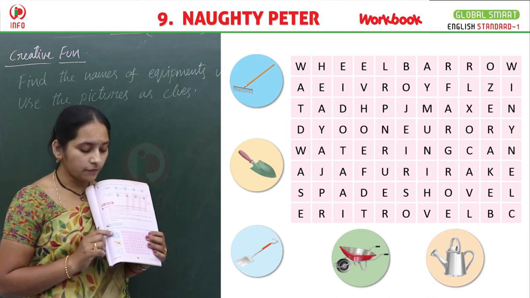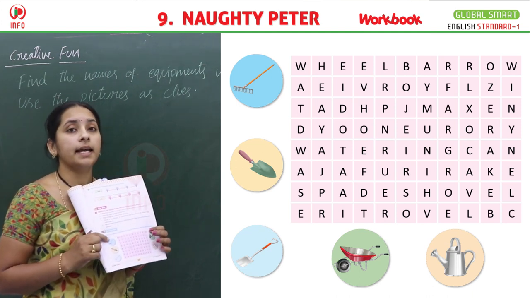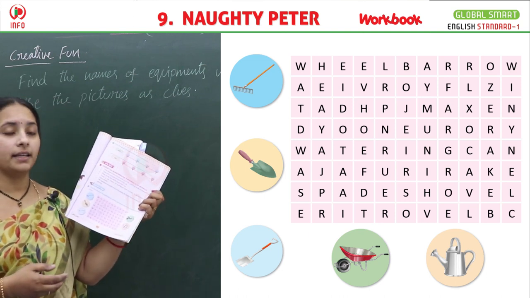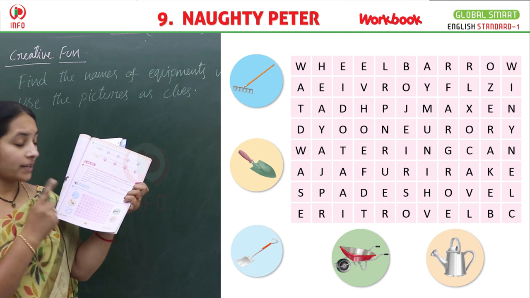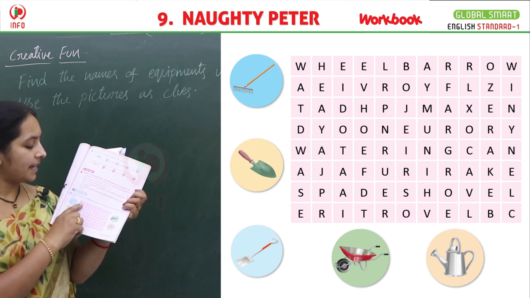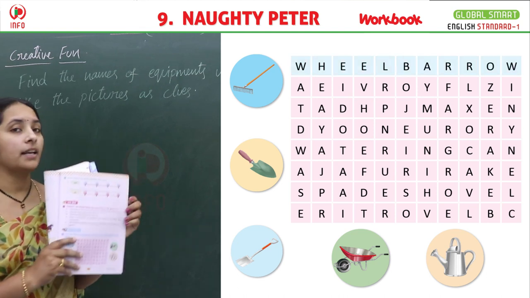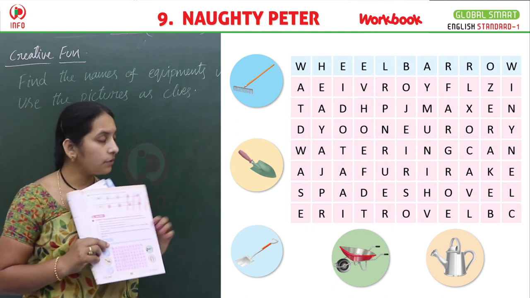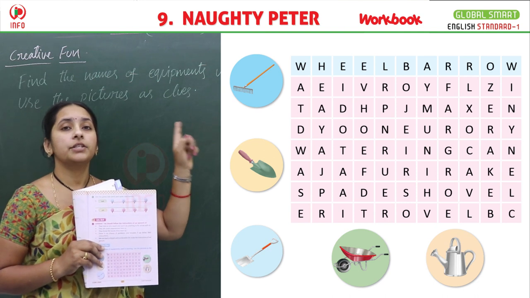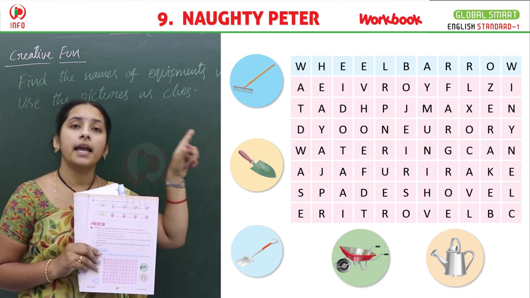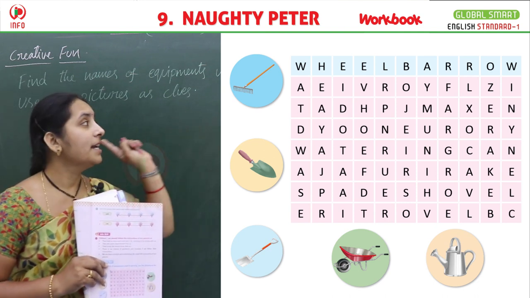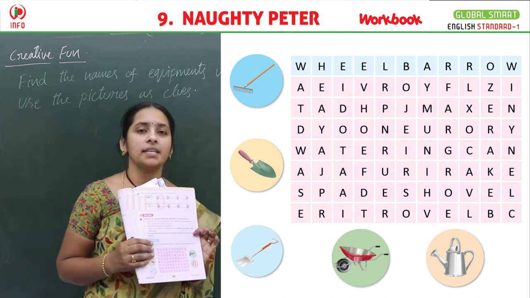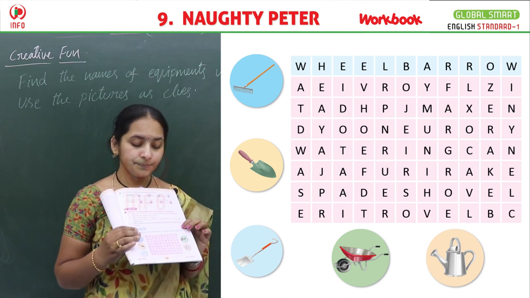First try to find this one. Yes, a rake. Where is the rake? Or any words if you can find, you tell me. Rake. Oh, the first one you found it. Very good. What is this? In the first line only, wheelbarrow. W-H-E-E-L-B-A-R-R-O-W. In the first line we have total wheelbarrow. Yes, round this one, or give any color.